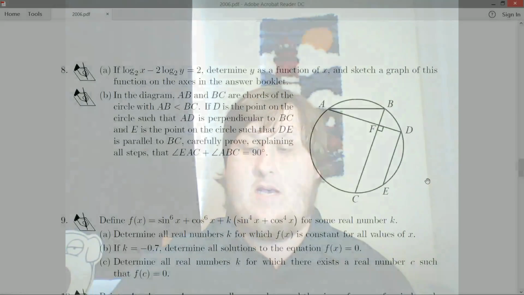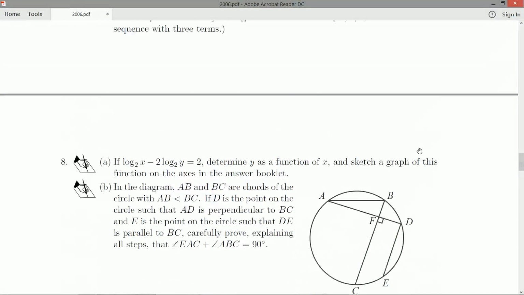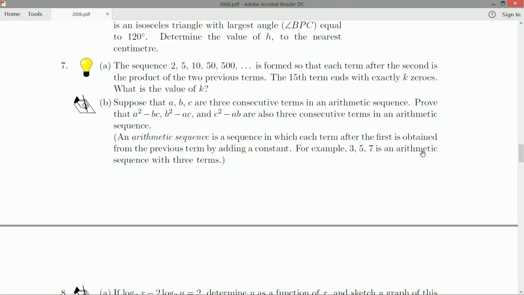Hello everybody and welcome back to question number 8 on the 2006 Euclid paper. Okay, so we're getting into the written only sections of the contest. We have to justify everything. No more light bulbs. That was question 7. We're looking here at question 8.